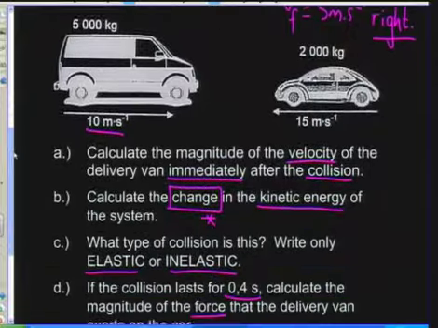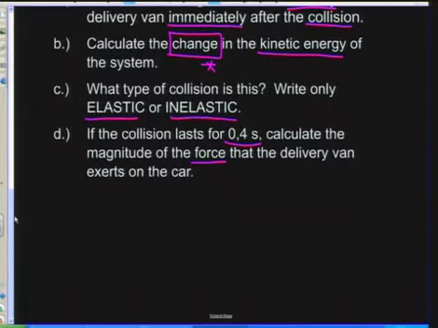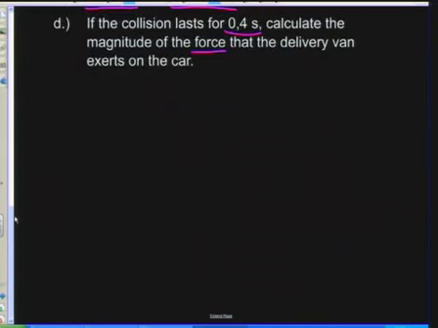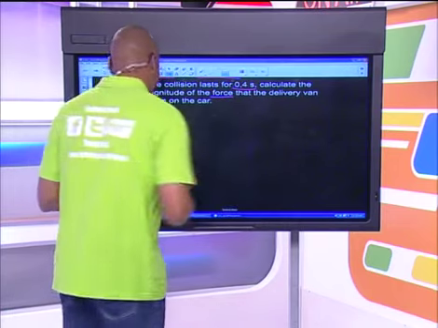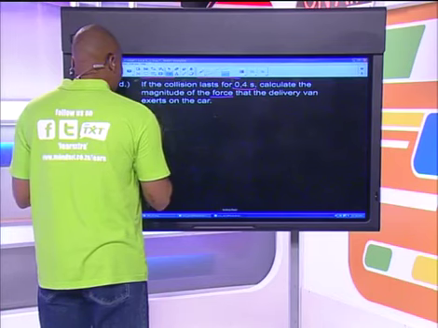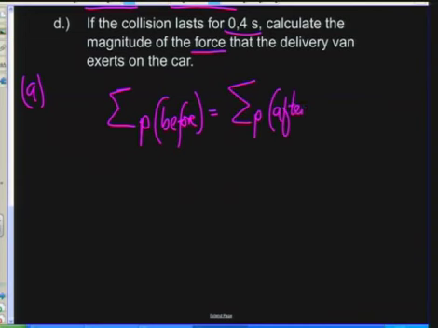Now, calculate the magnitude of the velocity of the delivery van immediately after the collision. And how do we do that? Let's just extend this page here. To do that, we need to make use of the principle of conservation of linear momentum. That tells us that total linear momentum in a closed system remains constant in both magnitude and direction. So let me start here so that we have some order in the way we're doing it. Total momentum before would be equal to total momentum after. That is the principle.